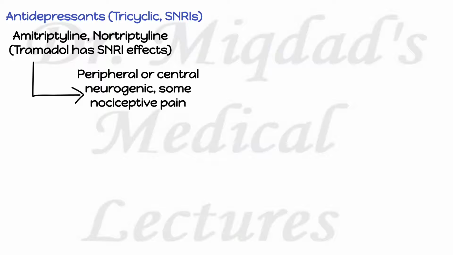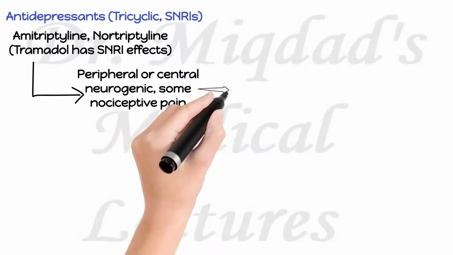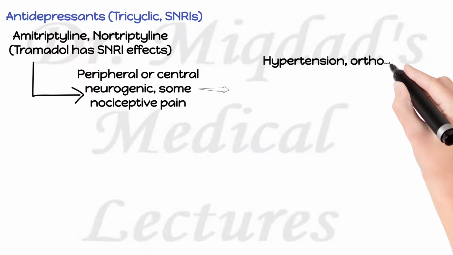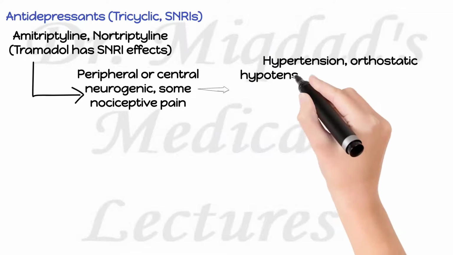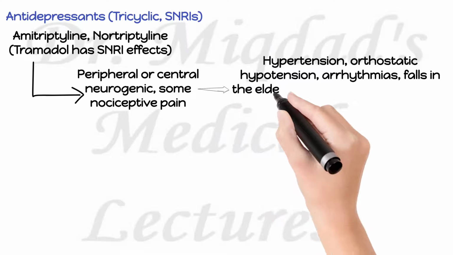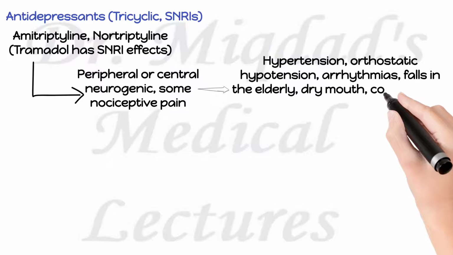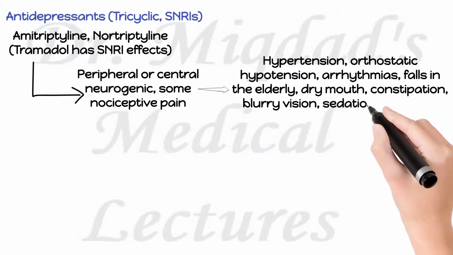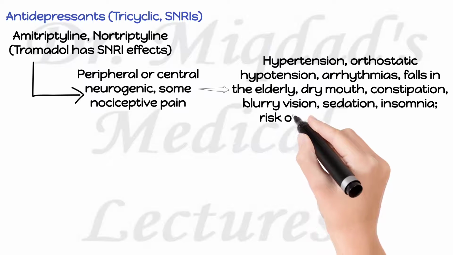And most possible adverse effects of these drugs, they are hypertension, orthostatic hypotension, arrhythmias, and falls in elderly, then dry mouth. They may cause constipation, blurry vision. There may be sedation, insomnia, or risk of serotonin syndrome, etc.